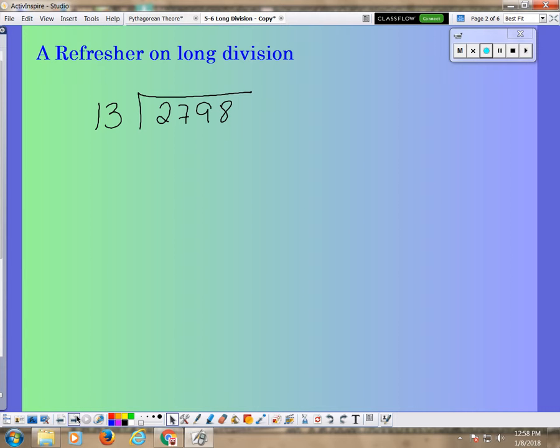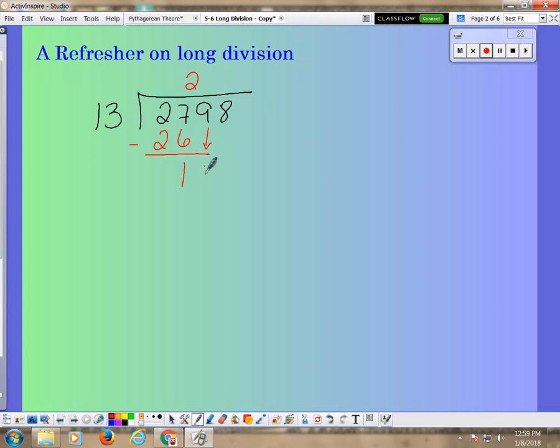First thing I do is I say, can I put the 13 into 2? Well, no, I can't, so I need to move over to 27. Does 13 go into 27 how many times? Well, let's try 2 times. So 2 times 13 is 26. I'm going to subtract. 27 minus 26 is 1.